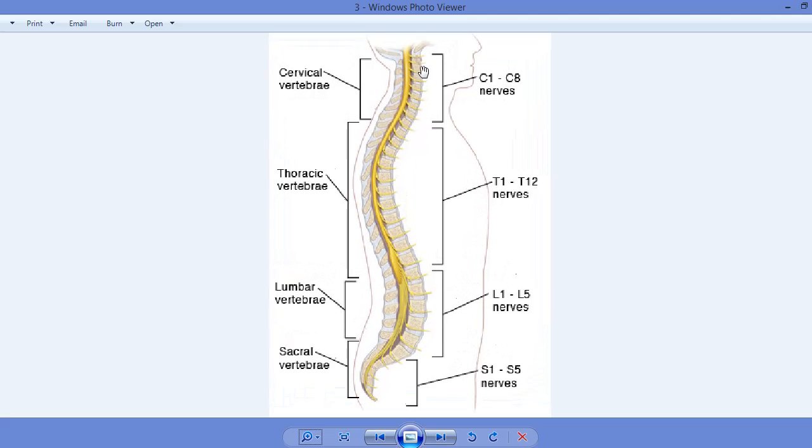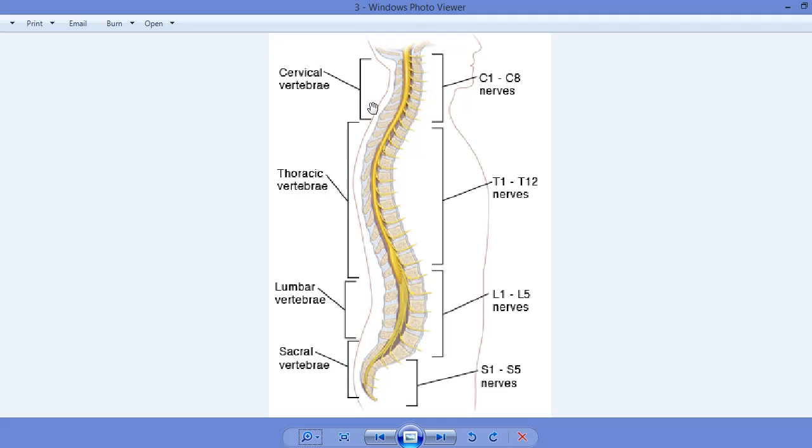In this spinal cord, you can see it is enclosed by the vertebral column, and in the middle of the vertebral column, in the spinal canal, the spinal cord exists. The spinal cord has a cervical region, thoracic region, lumbar region, and sacral region. The cervical region is the neck region, the thoracic region is the chest region, the lumbar region is the belly region, and below the belly region is the sacral region. Below the sacral region, there is the coccygeal spinal cord also.